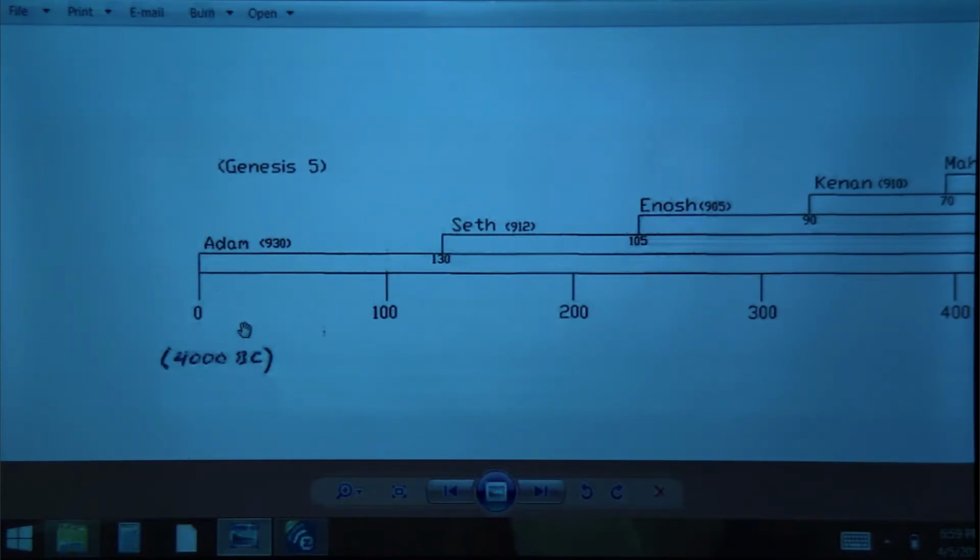0 being the day that Adam was born. That would have been roughly day 6 of creation, right? So it starts down here at day 6, God created Adam. Adam lived 130 years and had Seth. When Seth was 105, he had Enosh. When Enosh was 90, he had Kenan. And it goes on through this lineage of the 10 patriarchs.